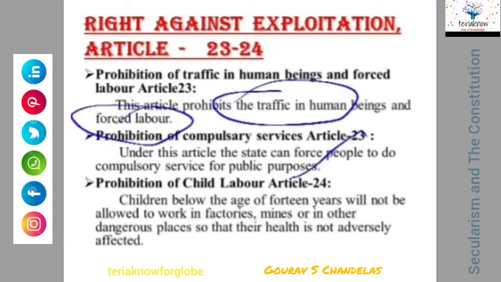Now, it is also talking about child labor, meaning the prohibition of child labor under Article 24. So below the age of 14 years, keep in your mind, below, not above, children will not be allowed to work in factories, mines, or other dangerous places, so that their health is not adversely affected. Okay, so we should not promote child labor because it is an offensive crime.